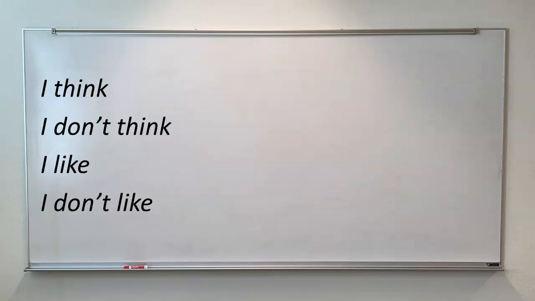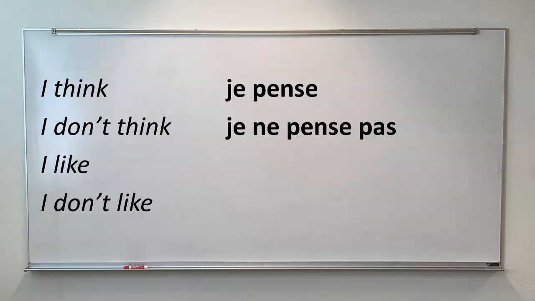I think. Remember, the verb think is penser. Penser, to think. So do you remember how to say I think? Je pense. So I think. Now we want to negate that and say I don't think. So I'll give you a second to think about it. Remember, ne pas, wrapped around the conjugated form of the verb. It's pretty much that simple. So I don't think is je ne pense pas. So I think, je pense. I don't think, je ne pense pas.